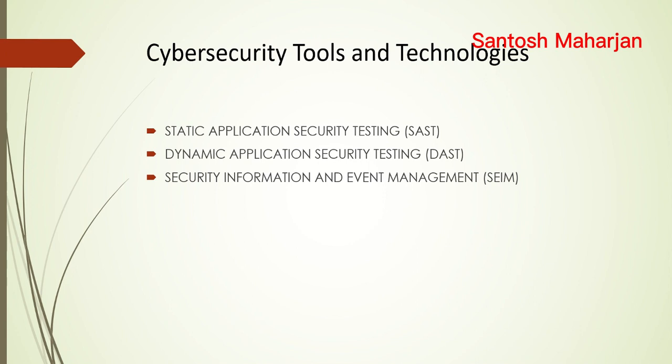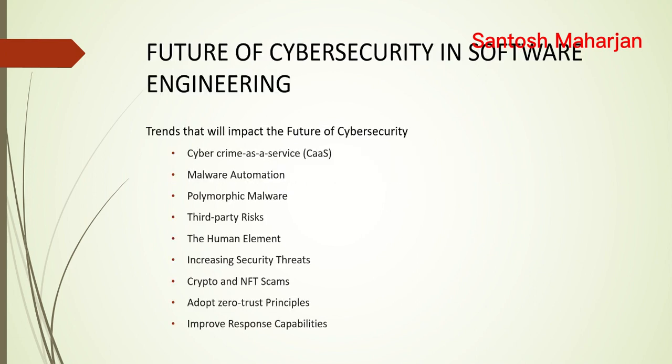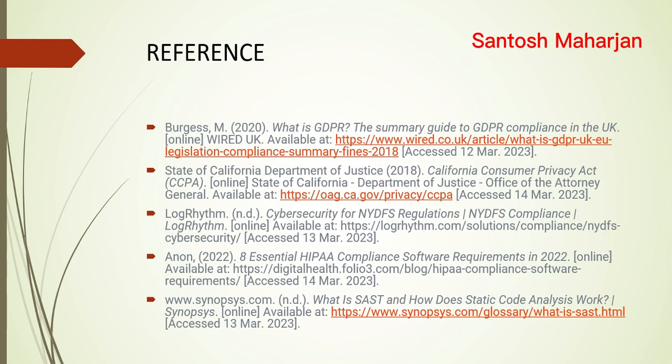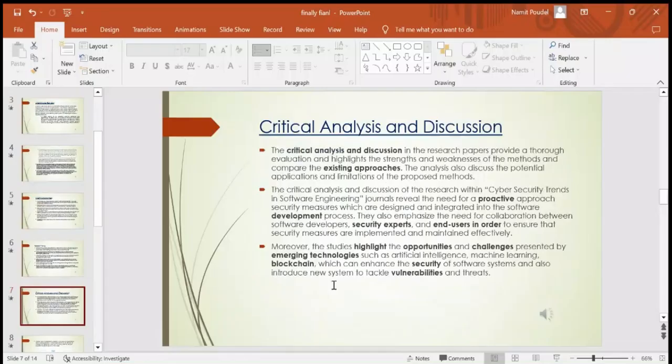This includes Static Application Security Testing, Dynamic Application Security Testing, Security Information and Event Management, and the last one is Future of Cybersecurity in Software Engineering. This included trends that will impact the future of cybersecurity: cybercrime as a service, malware automation, polymorphic malware, third-party risks, the human element, increasing security threats, crypto and NFT scams, adopting zero trust principles, improving response capabilities, and the references are here. Thank you.